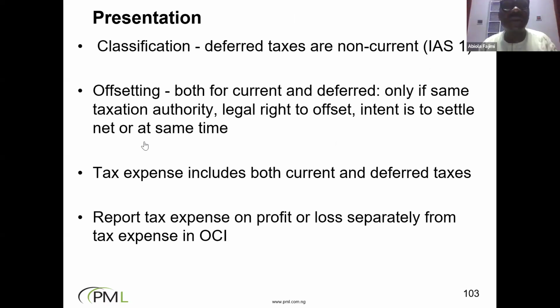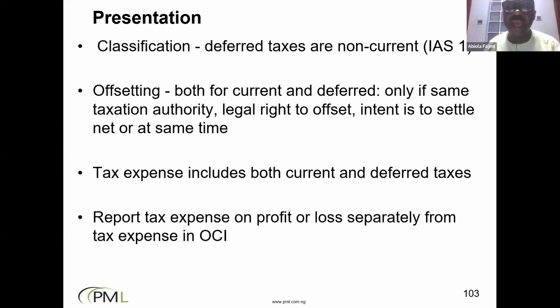For presentation, the deferred taxes are non-current assets. Please don't make that mistake. The deferred tax is a non-current asset, and you need to disclose it as such. No offsetting of current and deferred taxes. You cannot offset the two. They have to be disclosed separately.